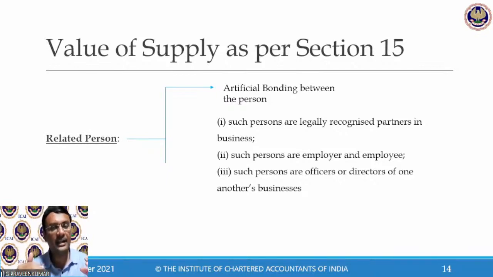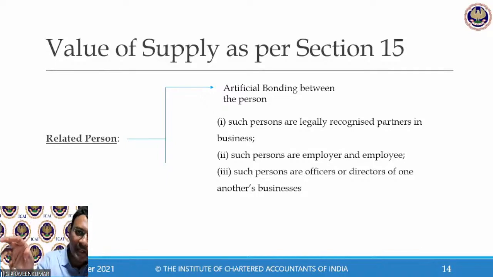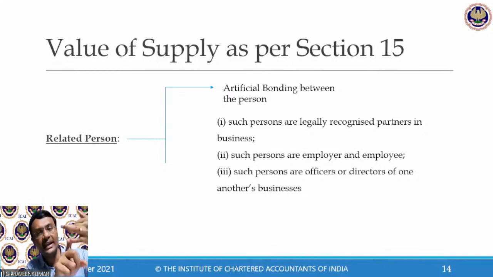So when we talk about related party transaction with respect to this artificial bonding, there are three sets of people. One is those legally recognized as partners. Second, the employer-employee relationship. Third is the officers or directors of one another business. You can refer to page number 7.9, where I have put this related party transaction in this fashion for easily recognizing the bonding. So this is my three categories of artificial bonding.